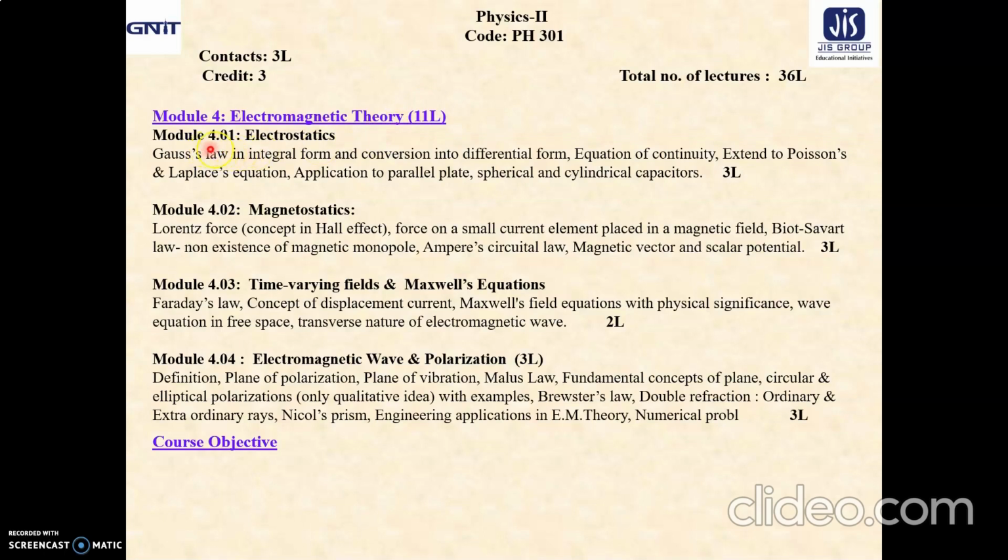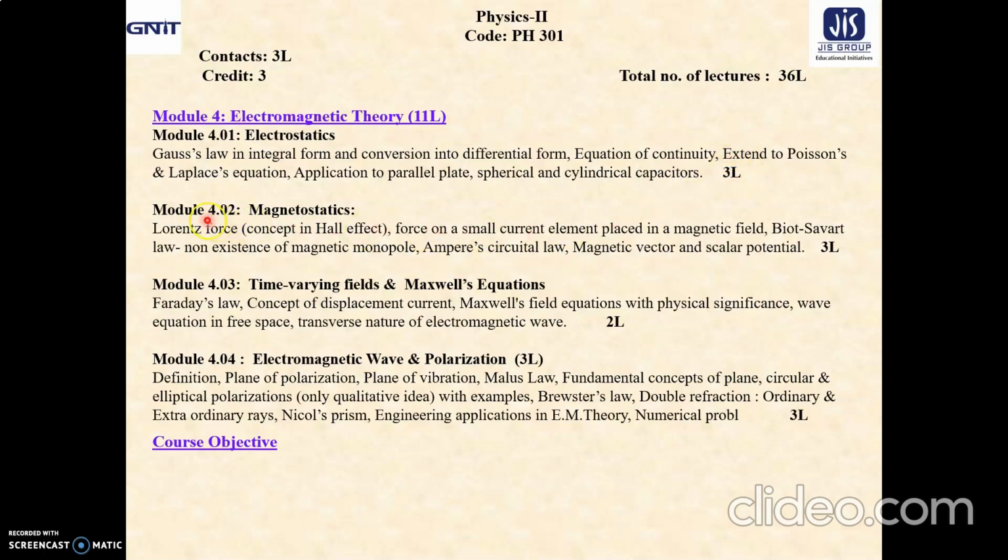The first one is 4.01, that is electrostatics, where we are going to discuss Gauss's law in integral form and conversion into differential form, equation of continuity, the Poisson's and Laplace's equation, and the application to parallel plate, spherical and cylindrical capacitors for the boundary value problems. There we will consider 3 lectures.